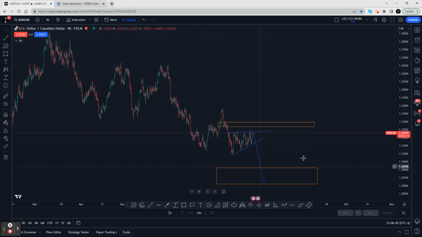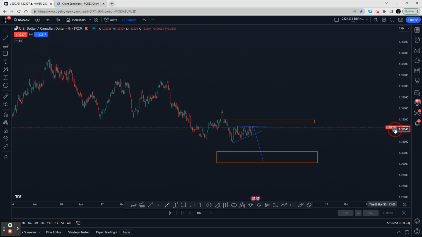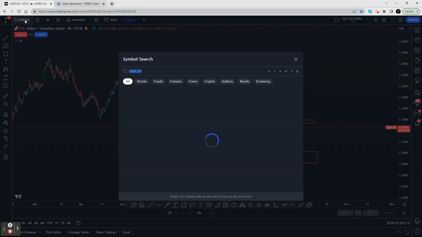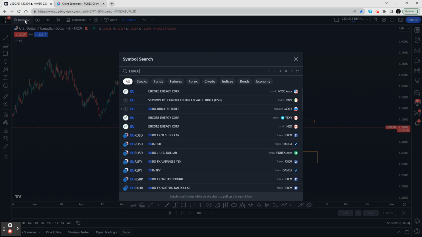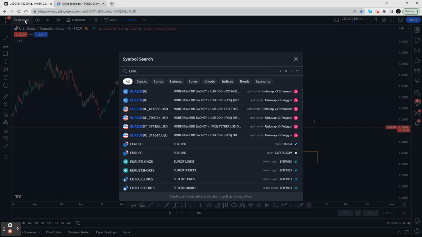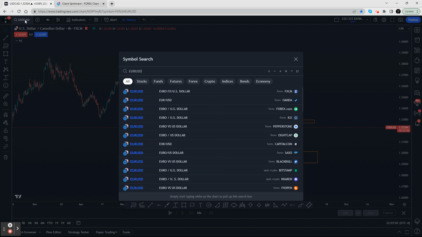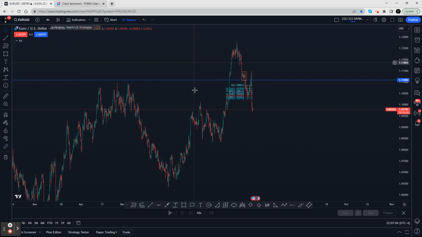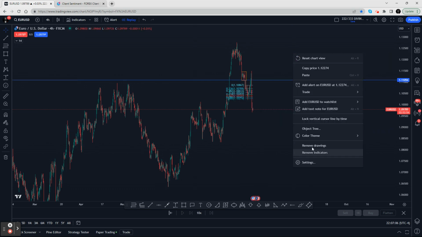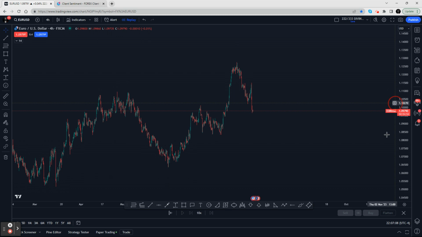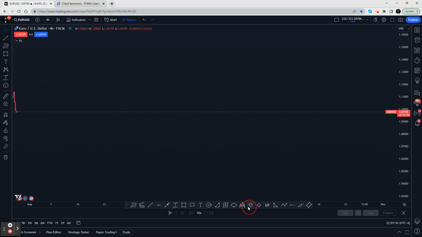So get in the habit of doing two analysis. You want to do a long and short bias setup. So you're just not committed 100% to just one direction. So you'll be able to pivot if you needed to.